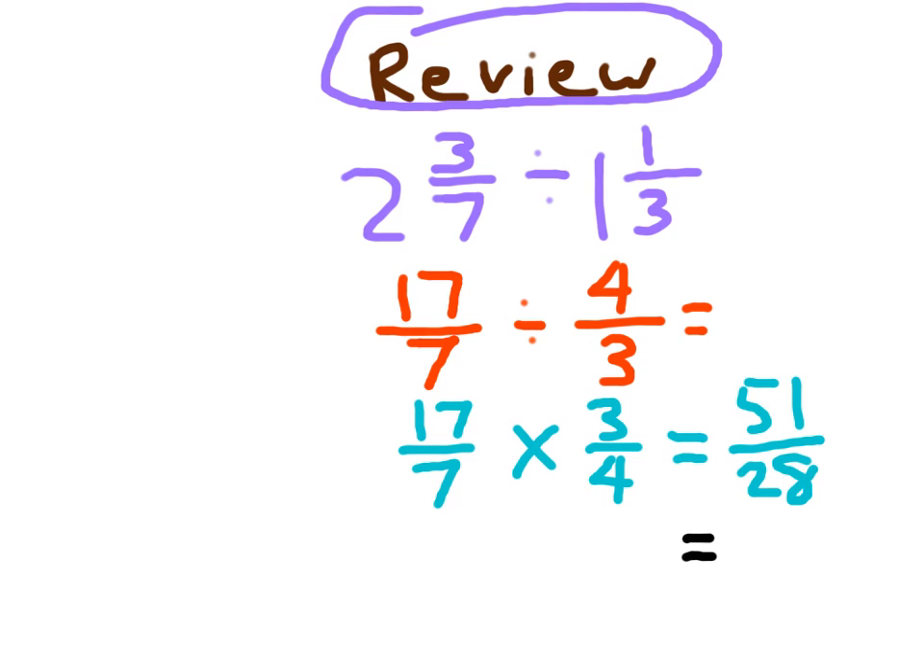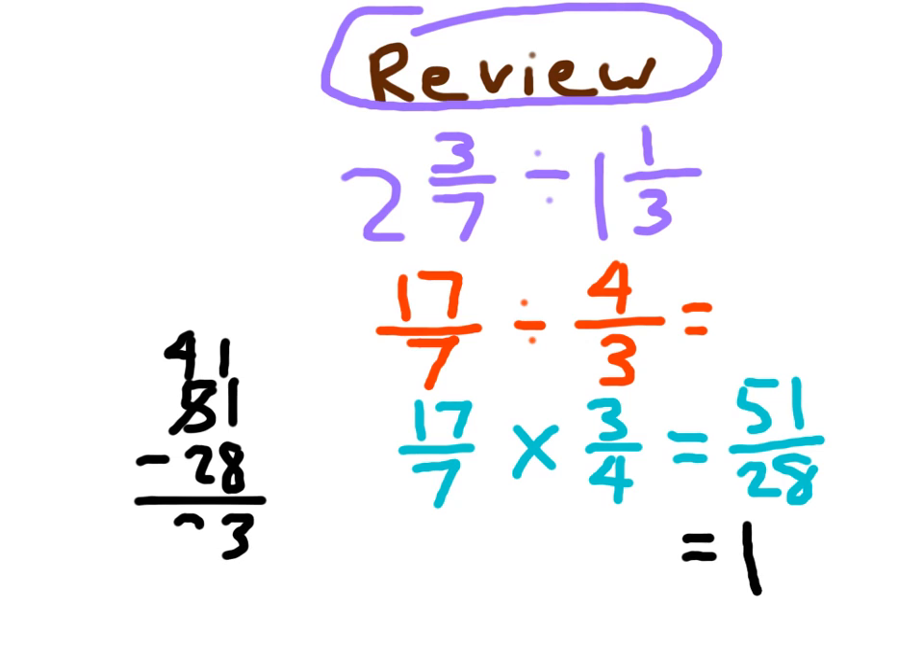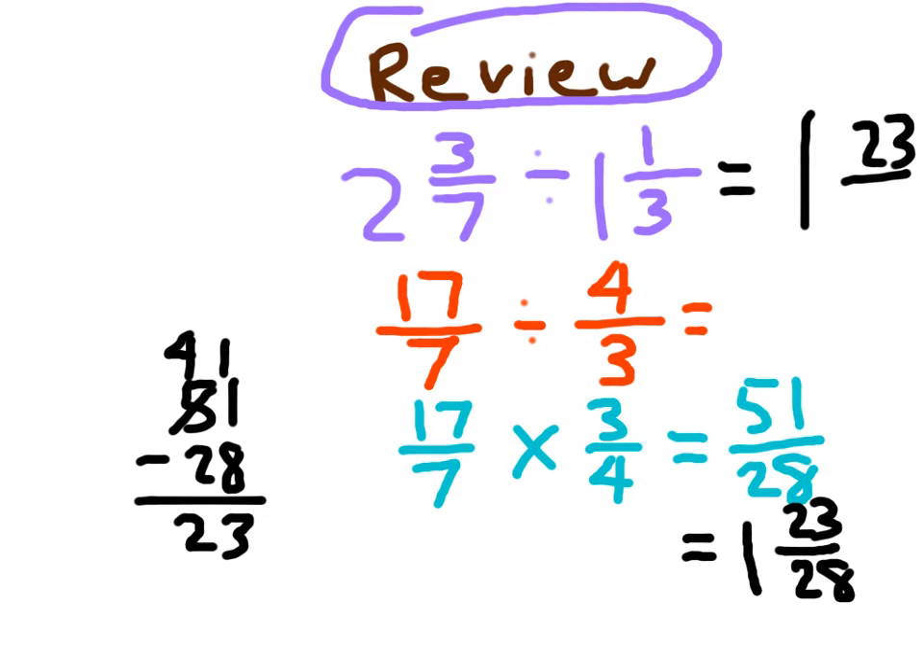Simplify, right. 28 goes into 51 one time, and it'll have a remainder of 23. I'll show my work over here. 51 minus 28 is 23. Remainder is 23, so I have 23/28. So my answer is 1 and 23/28.